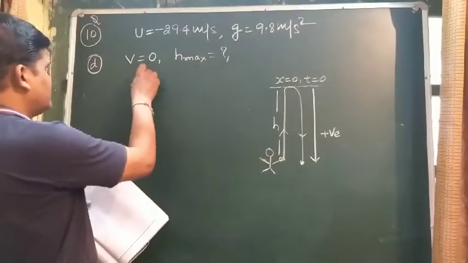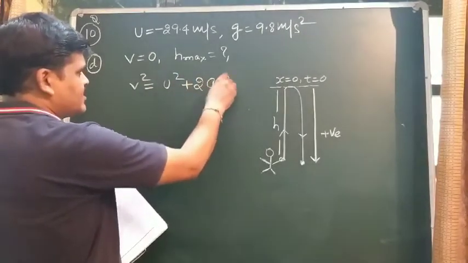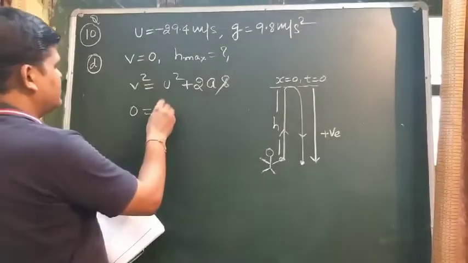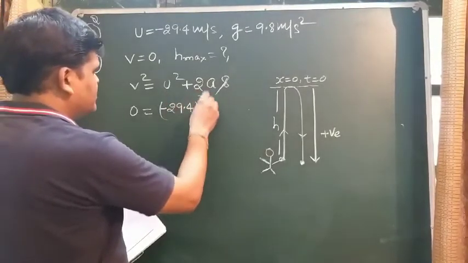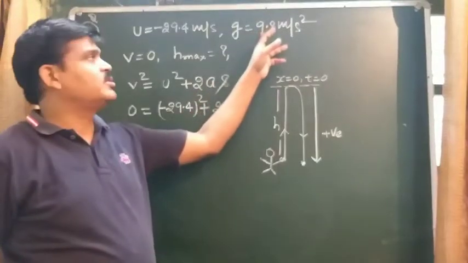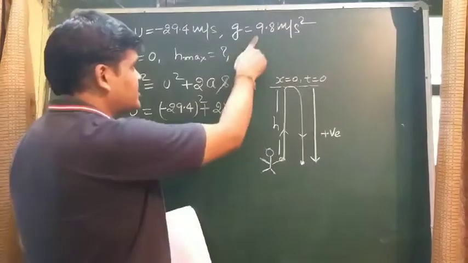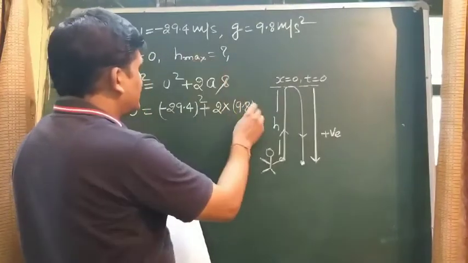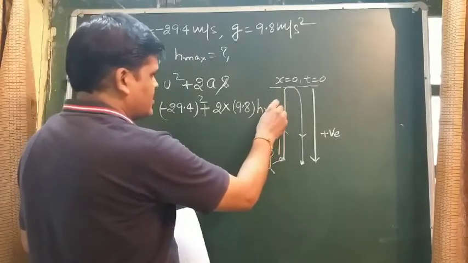So we use the formula v square equal to u square plus 2as. So v, that is what? 0. u, that is what? Minus 29.4, whole square, plus 2, and here a, that is what? Acceleration due to gravity, its value 9.8 meter per second square, which is taken to be what? Positive. And here s, that is what? H, and we put h max.